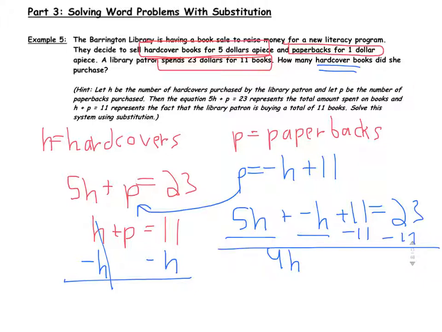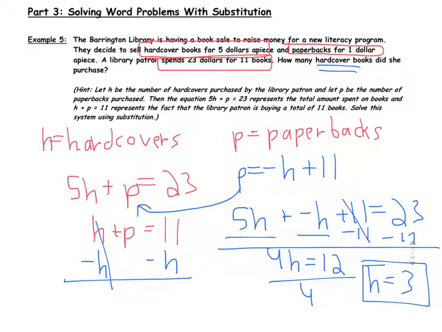Subtract the 11 on both sides. So 23 minus 11 is going to be what? 12. Go ahead and divide by 4, and we get that H is equal to 3. So H is 3, which means this person ended up buying 3 hardcover books.